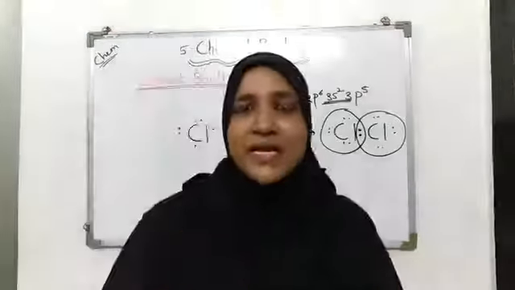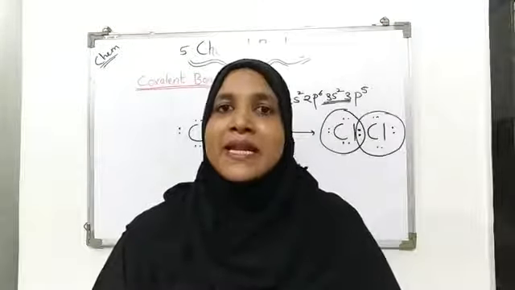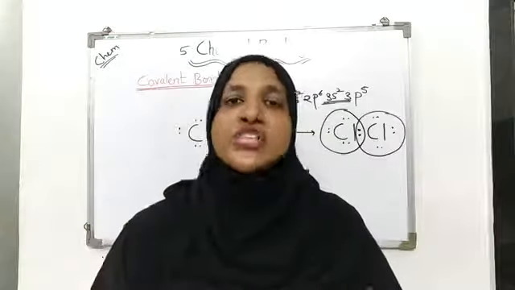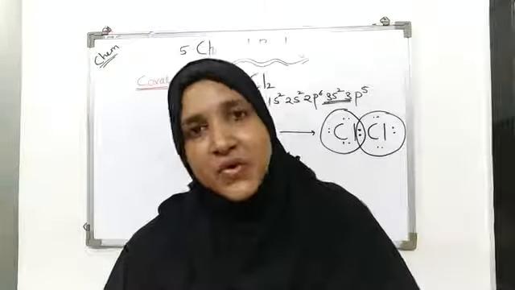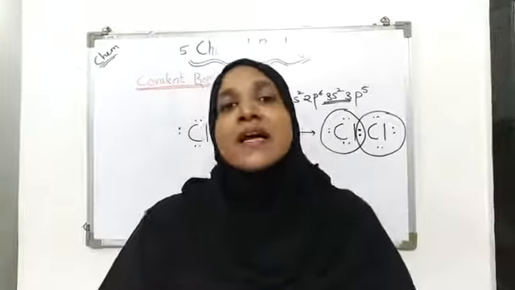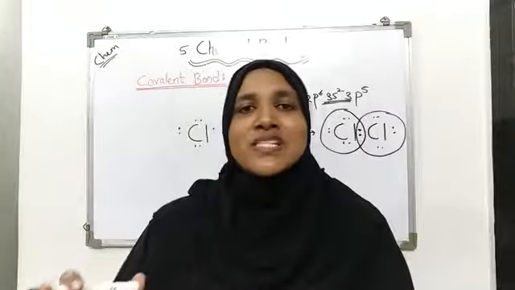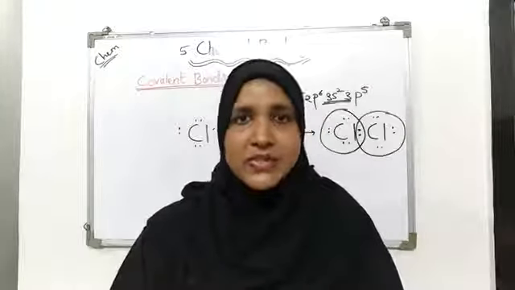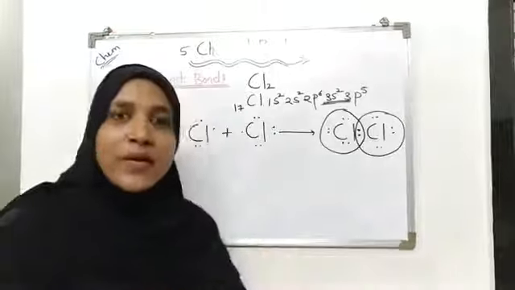Now what is octet rule? I said that according to octet rule, an atom tends to gain, lose or share electrons in order to acquire the 8 electrons, or in order to acquire the nearest noble gas electronic configuration, which is nothing but the 8 electrons in the valence shell. Understood? So what is covalent bond? How can we define covalent bond?